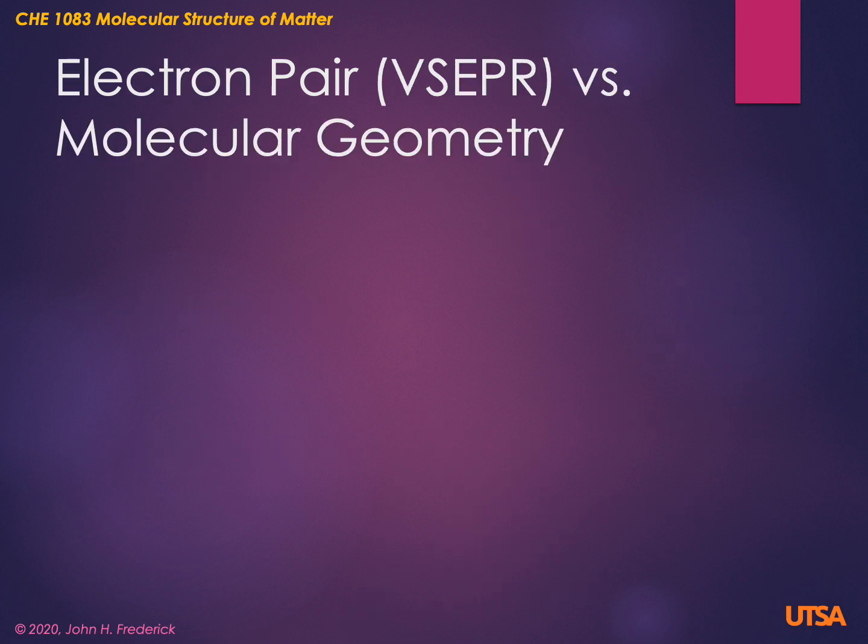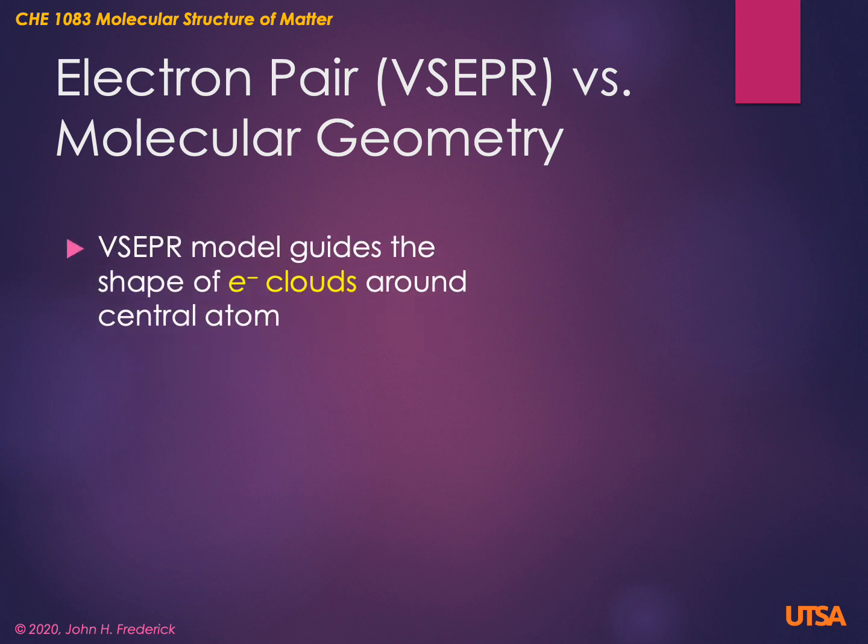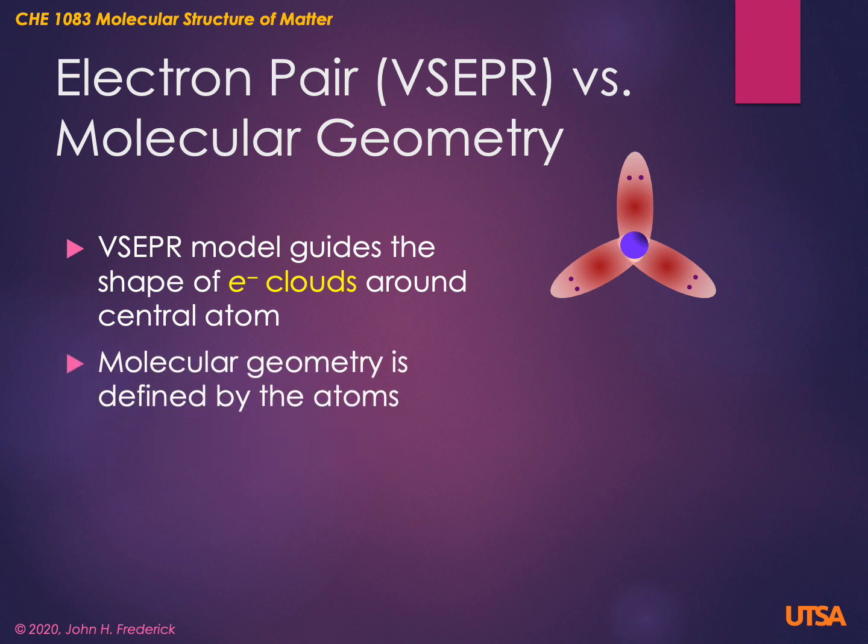So now, how does this contrast with molecular geometry? Well, remember the VSEPR model guides the shape of electron clouds around a central atom. Those electron clouds could be in the form of sigma bonds around that central atom. And the molecular geometry itself is defined by where the atoms are. So if those are three sigma bonds, then this trigonal planar arrangement that we've shown here would be the molecular geometry also.